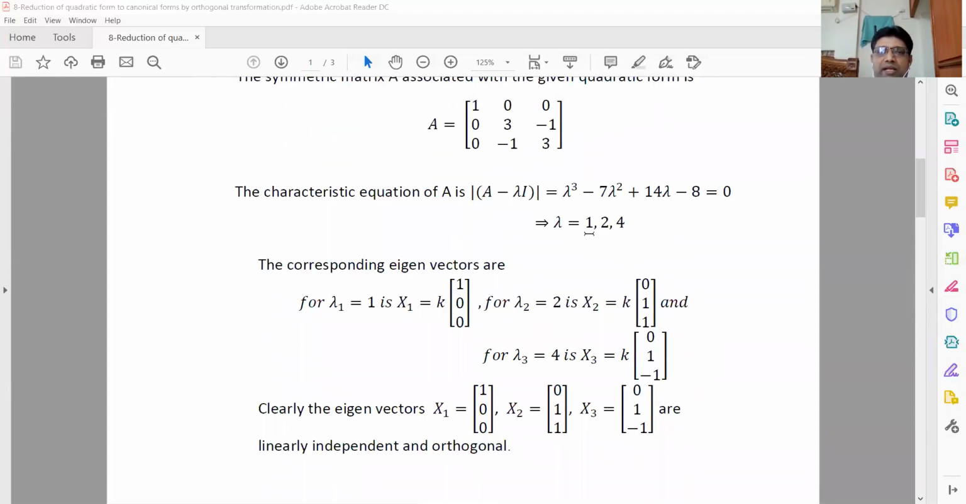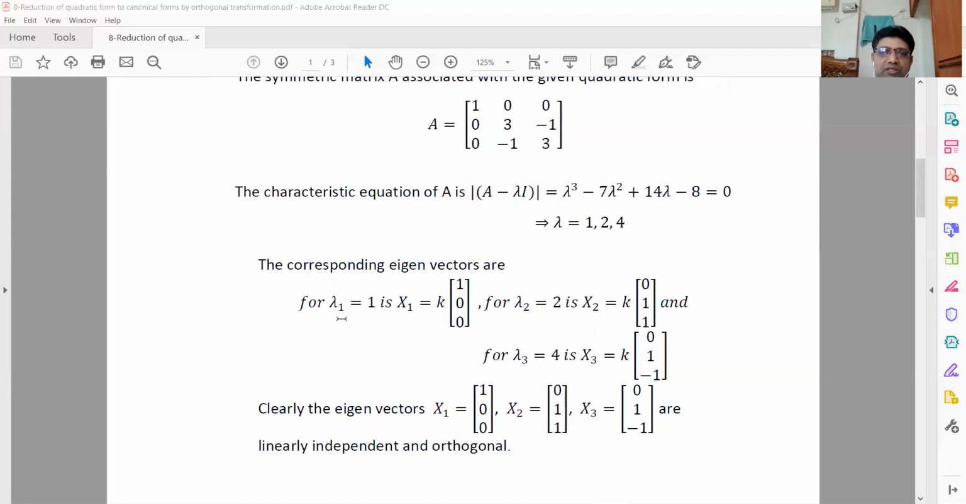Now get the corresponding eigenvectors. We know how to calculate the eigenvectors. So for lambda equals 1, this is the first eigenvector we got, because you know the procedure how to get the eigenvectors, right? So directly I calculated the eigenvectors for the corresponding eigenvalues. For lambda 1 equals 1, we got 1, 0, 0. For lambda 2 equals 2, 0, 1, 0. For lambda 3 equals 4, 0, 1, minus 1.